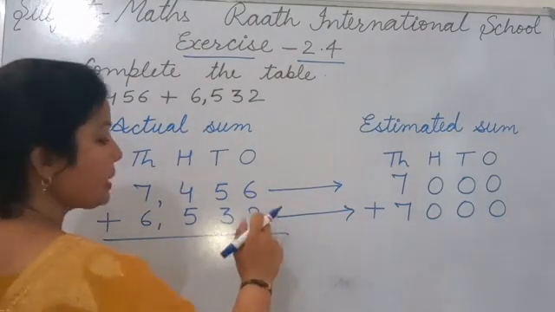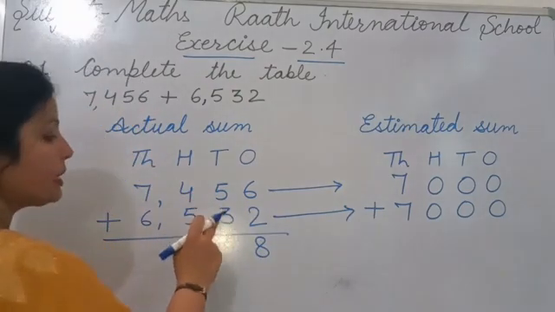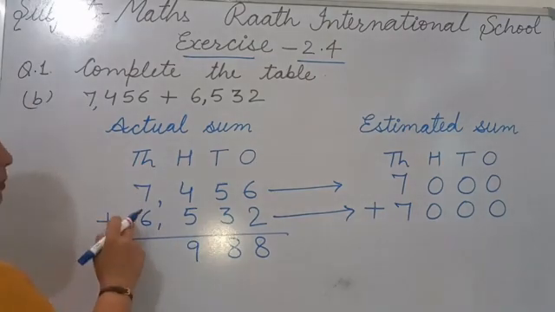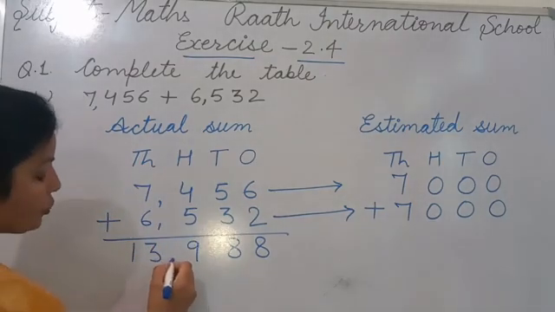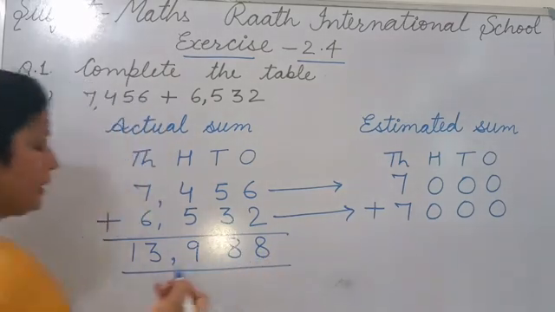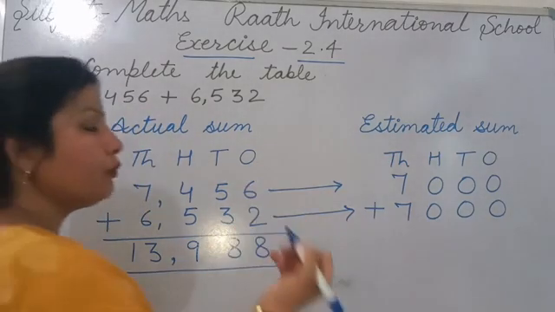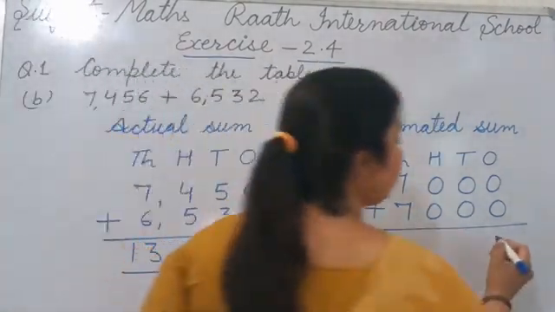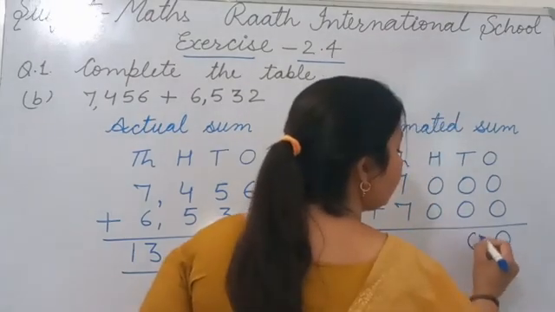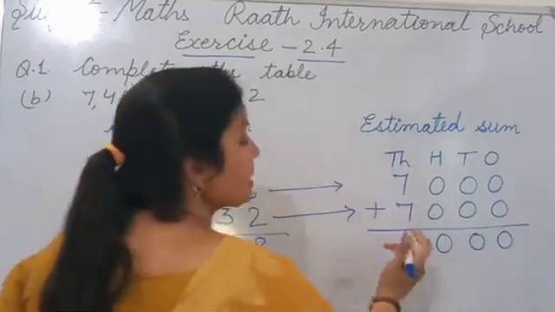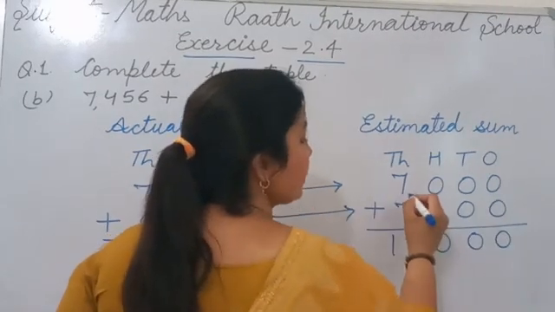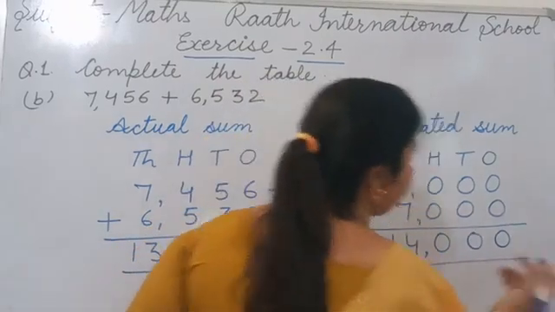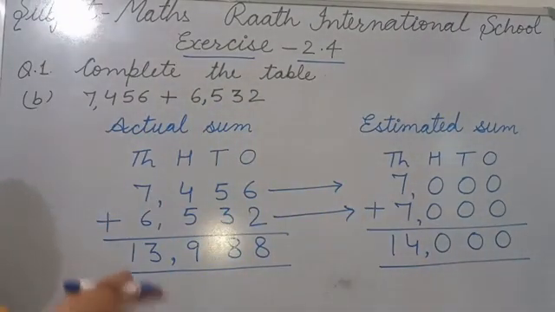So actual sum: 6 plus 2, 8. 5 plus 3, 8. 4 plus 5, 9. 7 plus 6, 13. So our actual sum is 13,988. Now we should find the estimated sum. So we add 0 plus 0, 0. 0 plus 0, 0. 0 plus 0, 0. 7 plus 7, 14. So here again we should insert the comma. So in the answer also we should insert a comma. So its answer is 14,000. Okay. So our B part is complete.